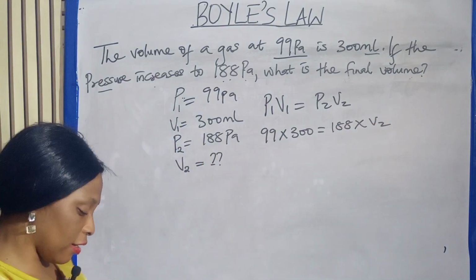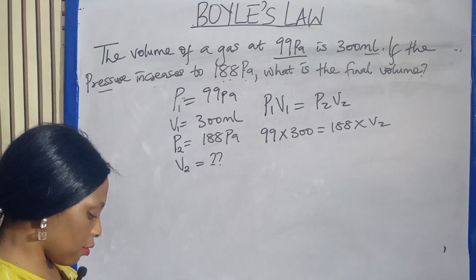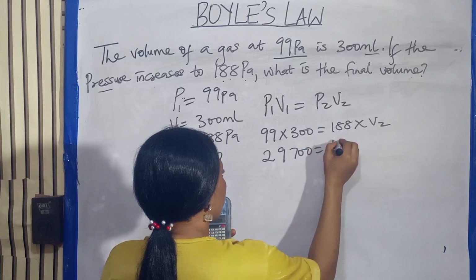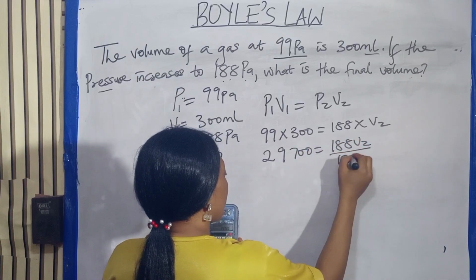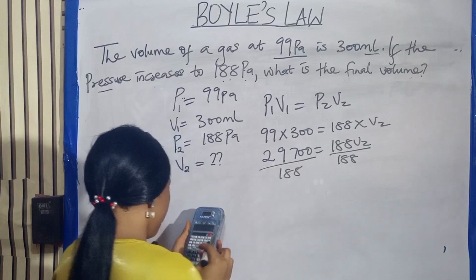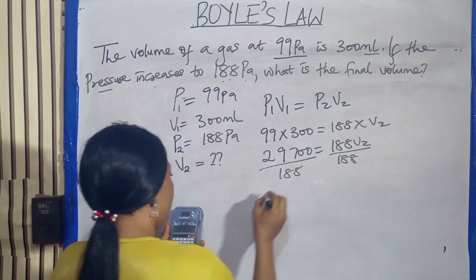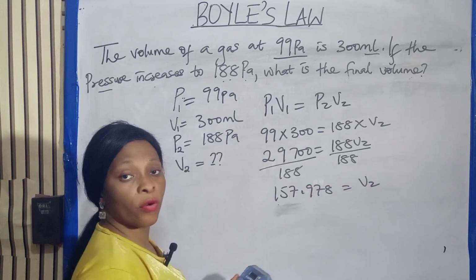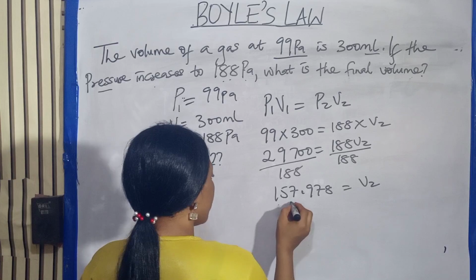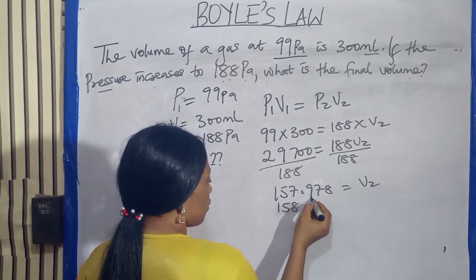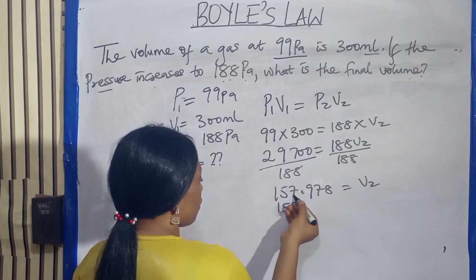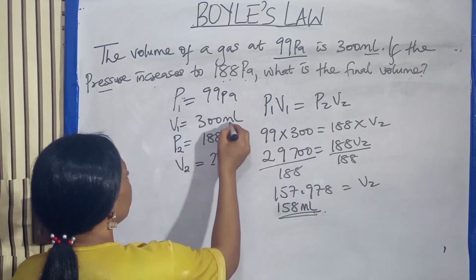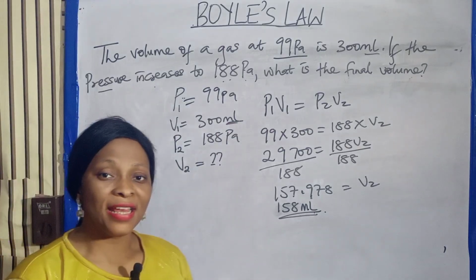So let's punch our calculator. That will be 99 times 300. That will give us 29700 is equal to 188 V2. Divide both sides by 188. Divided by 188, we have 157.978 equals V2. So approximately to the nearest whole number, that will be 158, because this is up to 5. You call it 1, add it to this, it will be 158 milliliter. Please make sure you leave your answer in the unit that it was given, which was milliliter.